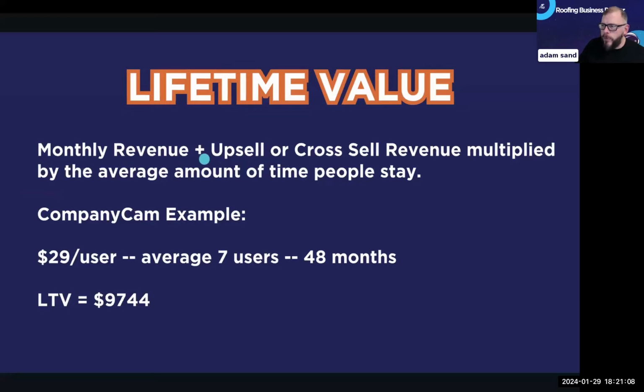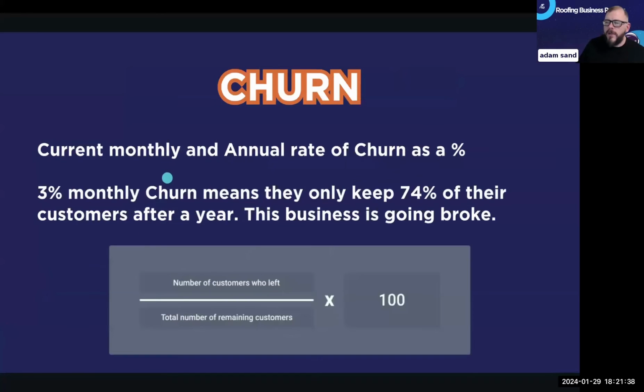So they look at monthly revenue plus upsell or cross-sell revenue multiplied by the average amount of time that people stay. So in CompanyCam, $29 a user, the average account in CompanyCam has 7 users. If they stay for 48 months, that means the LTV of the company user is $9,744. So essentially what they're saying is, if we can get somebody to sign up for CompanyCam, we can predict with reasonable certainty that we will make $9,744. The next thing they have to look at is, is this lifetime value changing?